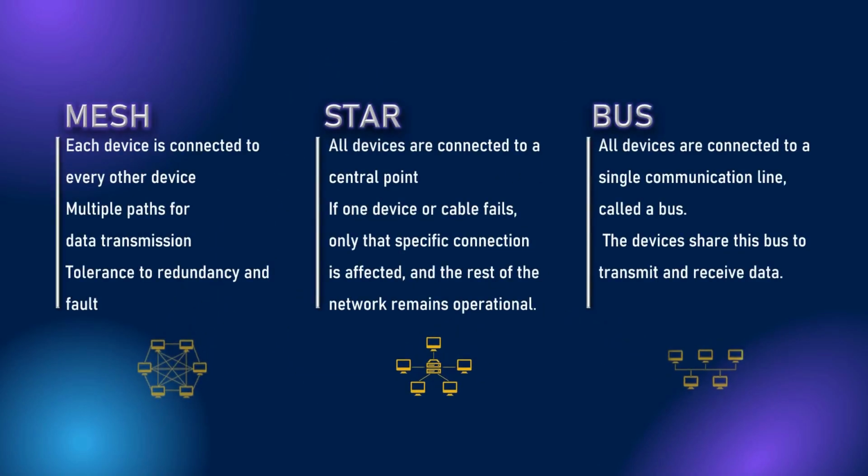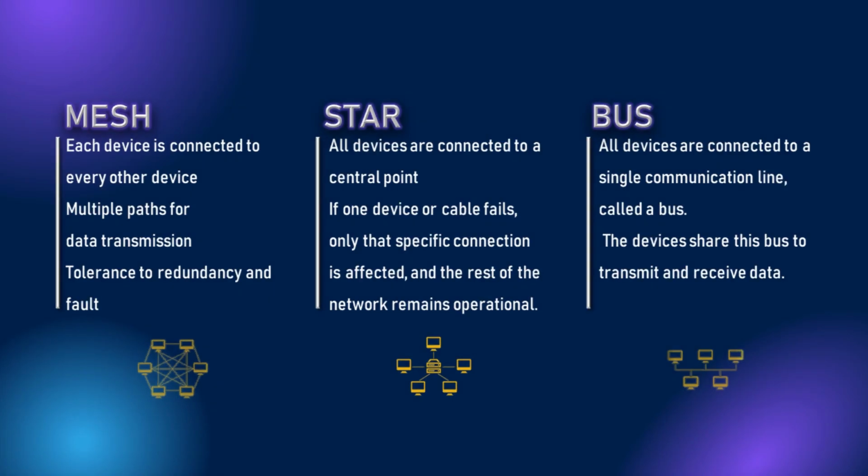Mesh topology is a network setup where each device is connected to every other device. It is a topology commonly used for wireless networks. This provides multiple paths for data transmission, offering redundancy and fault tolerance.